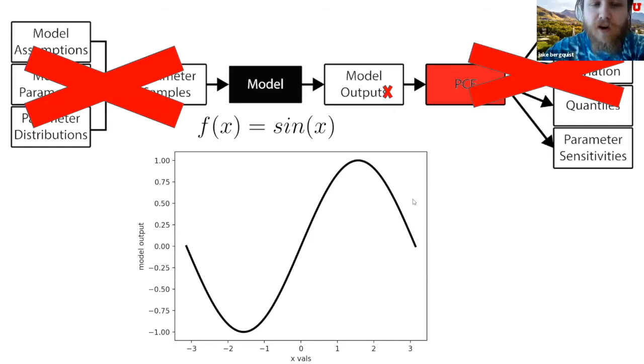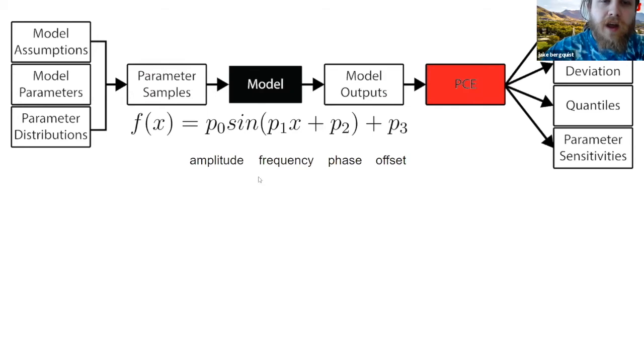And so we have to parameterize our model somehow. In this case, I've chosen 4 parameters of interest: the amplitude, the frequency, the phase, and the offset of this particular sine wave. And so now we have the model parameters and our model set up.